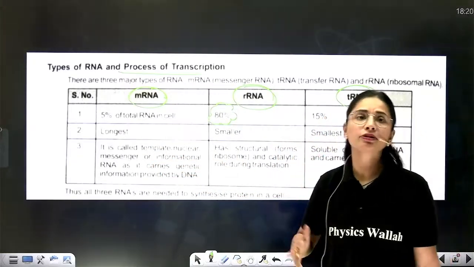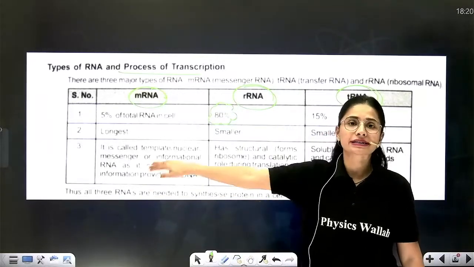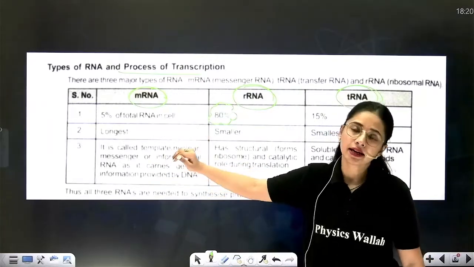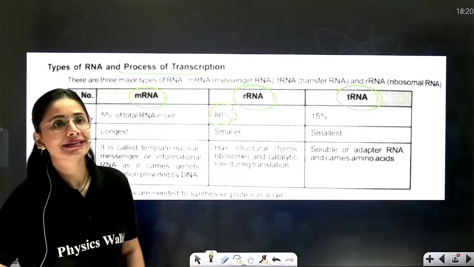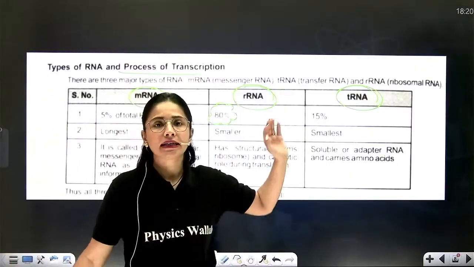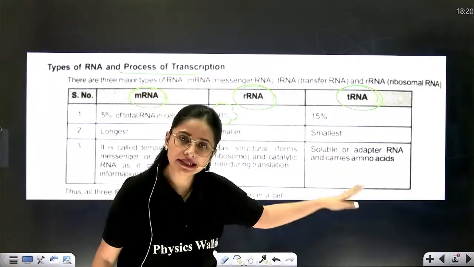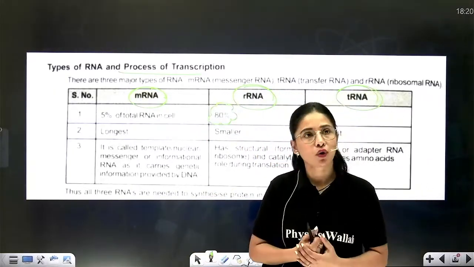Now if I talk about the size, mRNA, being in least quantity, is still the longest, as it acts as a messenger for protein synthesis. rRNA are in the middle, but tRNA are the smallest ones. Clear?